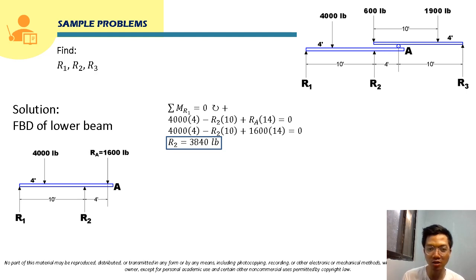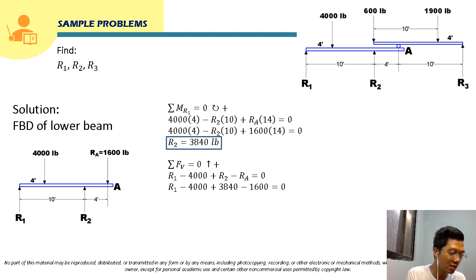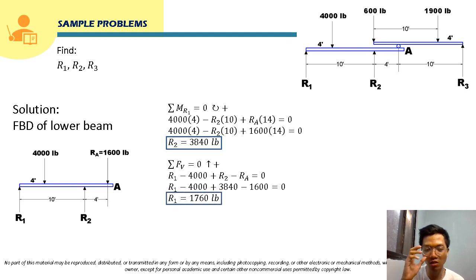Now for the remaining unknown reaction force, we can sum up forces vertical. That will just be R1 since it is upward, minus 4,000 since it is downward, plus R2 because it is upward, minus 1,600 pound since it is downward. Okay, and that will be equal to 0. So solving for R1, we already have RA, that is 1,600. We transpose 4,000 minus 3,840 plus 1,600. So that will give you 1,760 pounds. So this will now be R1.